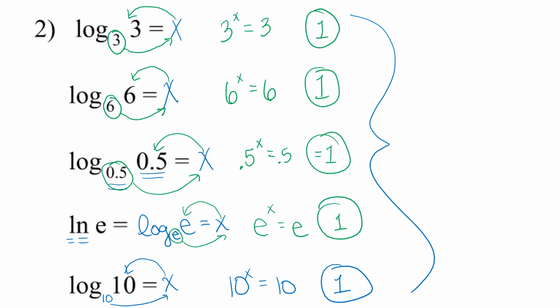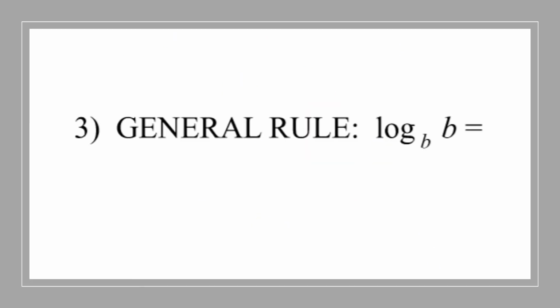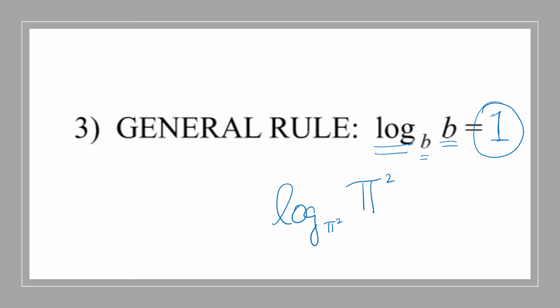These are all 1s, and that leads us to a general rule. If you have log base b, and you're taking the log of the same thing, so log base b of b, it is always going to be equal to 1, always and forever. That could be anything. We could get all crazy and throw in log base pi squared of pi squared. If this and this are the same thing, it's just equal to 1, always and forever.